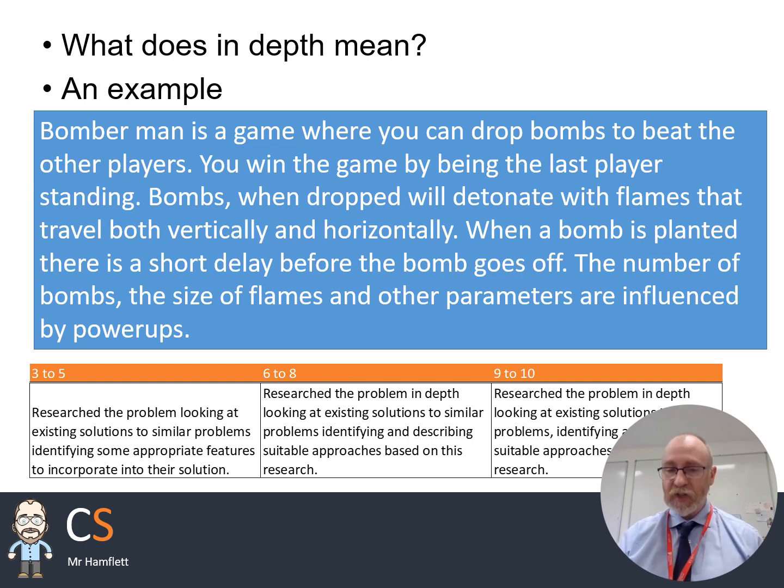Now we're definitely identifying what's going on here. We're starting to give a bit more depth to it, and we're starting to describe it. We haven't described how we're going to approach it yet, or how we're going to implement it, but we've definitely started to give a bit more in-depth detail. So we're now moving into that 6 to 8 mark boundary. Hopefully you start to see the difference between just giving me some information, describing it in detail, and giving me a bit more depth.